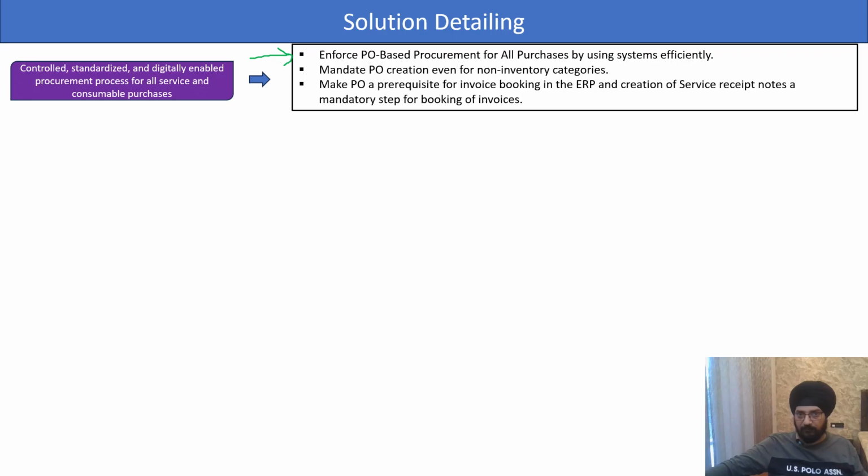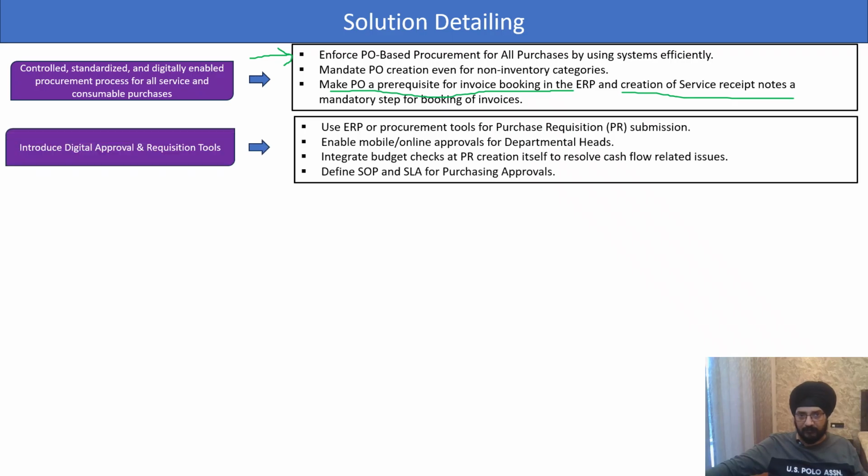Mandate PO creation even for non-inventory category. Make PO a prerequisite for invoice booking in the ERP, and creation of the service receipt mandatory. So the two mandatory things we want to introduce are PO for the non-inventory purchase, and the service receipt note as a mandatory step for booking the invoices for these services as well. Introduce digital approval. So use the ERP procurement tool for purchase requisition submission. Enable mobile online approval for the departmental heads. Integrate the budget check on the PR creation itself to resolve the cash flow related issues.